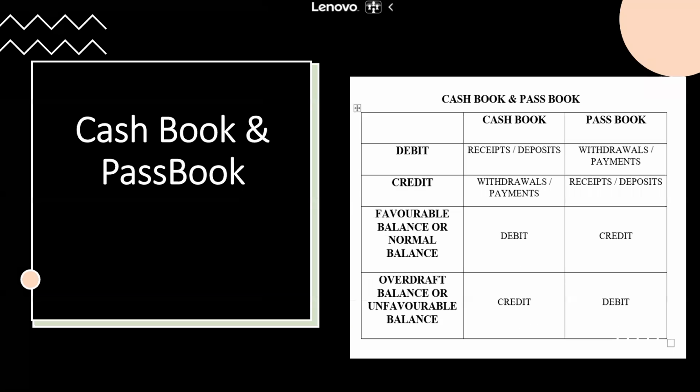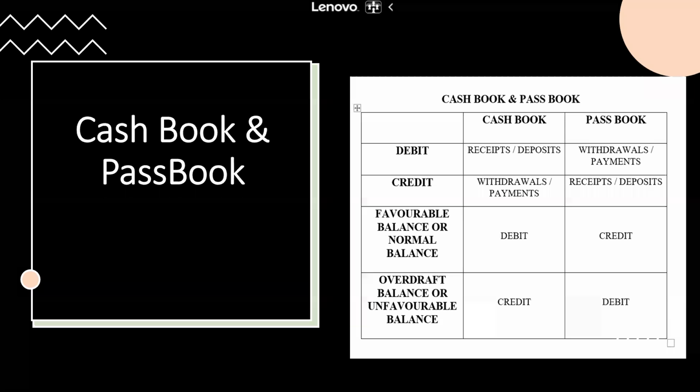See this picture now. So this picture should be there in your mind to do any problem on BRS. Then the problem will be very, very simple. You will understand the concept of BRS very easily if you have this picture exactly in your mind. So this is the cash book and this is the passbook. And cash book implies bank column of the cash book. So debit in cash book is receipts, or you can also call it deposits. Debit in passbook is your payments, or you can also call them withdrawals. Credit in cash book is your withdrawals or payments. Credit in passbook is receipts or deposits. See, they are exactly opposite.